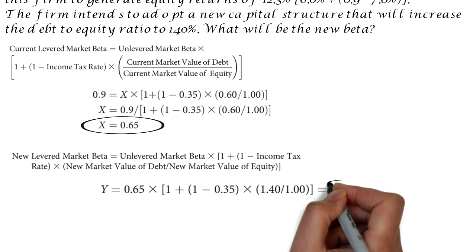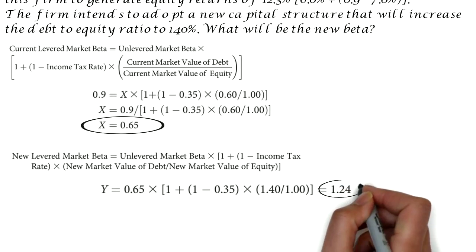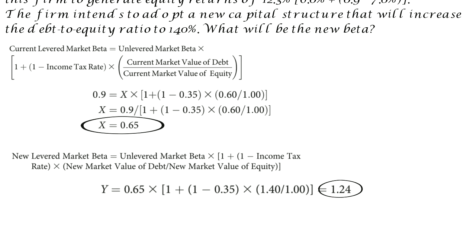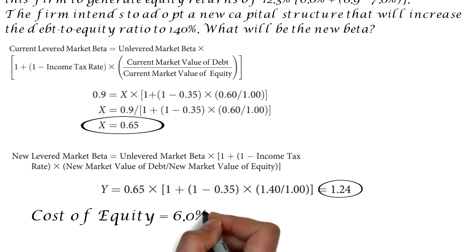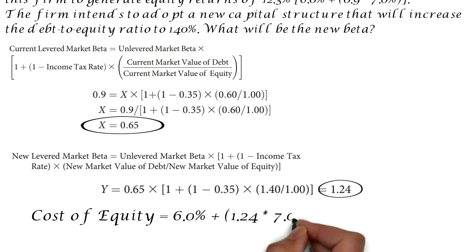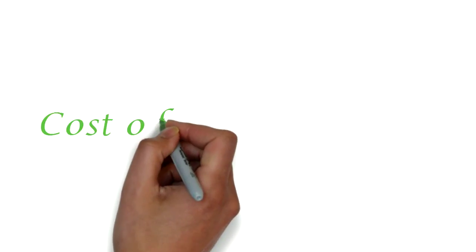The new capital structure will increase the leverage and therefore systemic risk of the firm. According to the CAPM, this firm will face an equity cost of capital of 14.68%, which is calculated as 6%, which is the risk-free rate, plus 1.24, which is the new equity beta, times 7%, which is the market risk premium. The market rate on debt instruments is known as cost of debt capital.